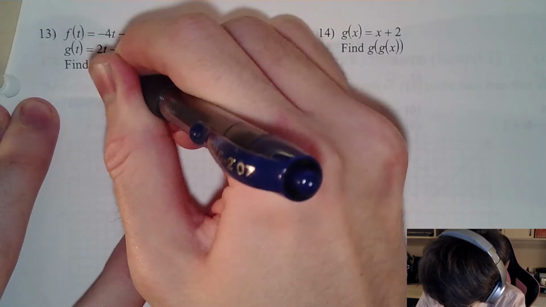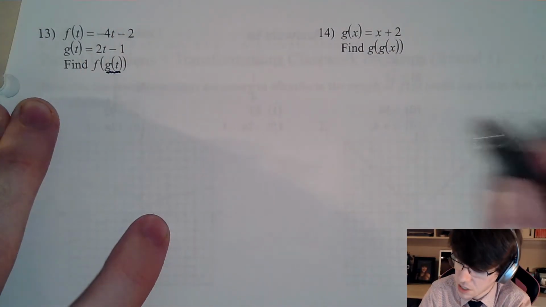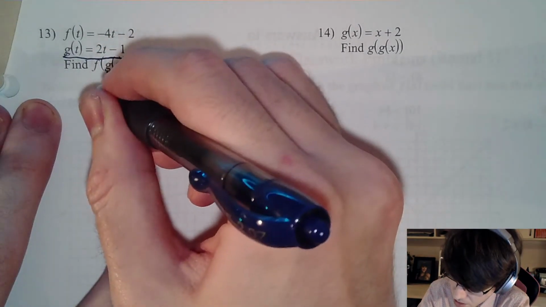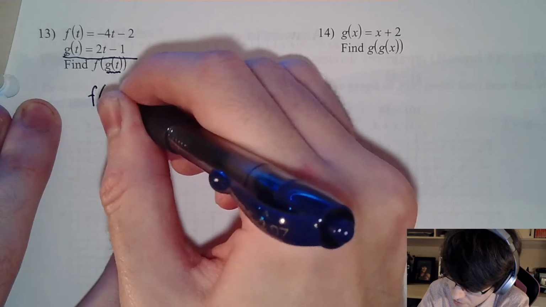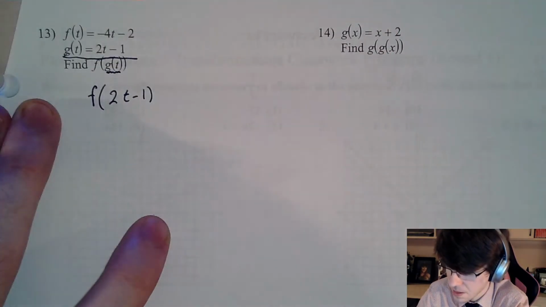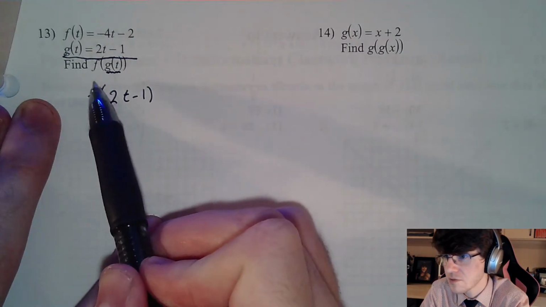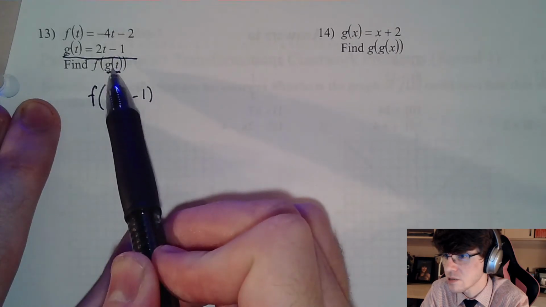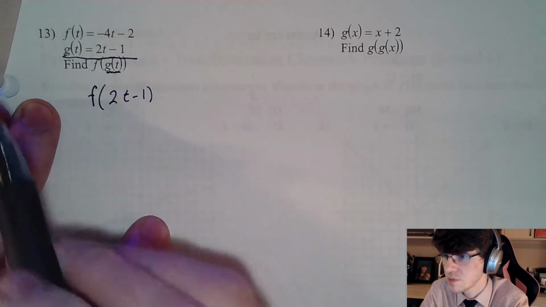So we have this g of t. That's where we're going to start, just like the last question. But g of t is 2t minus 1. So we can immediately rewrite this as f of 2t minus 1. So I'm going to repeat that. We started with f of g of t. So g of t is 2t minus 1. So this g of t became 2t minus 1.